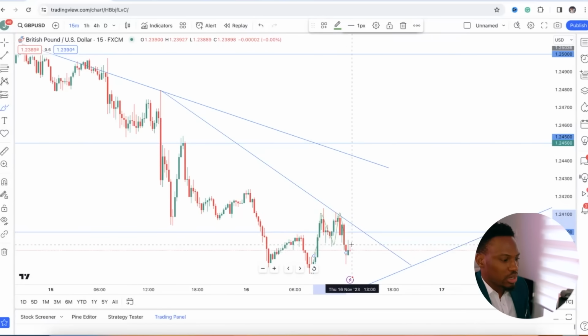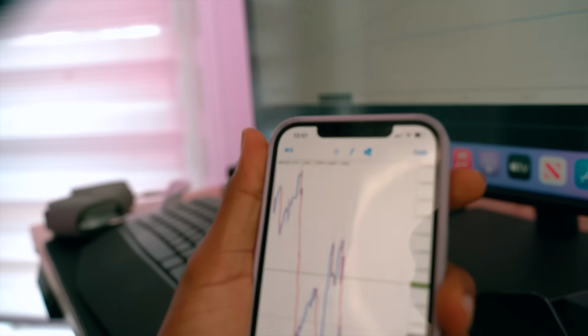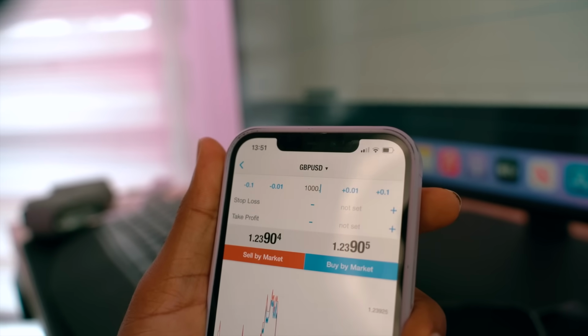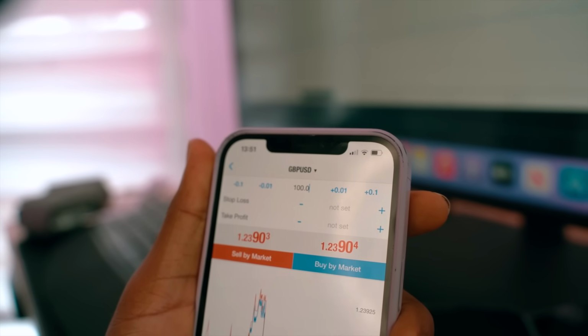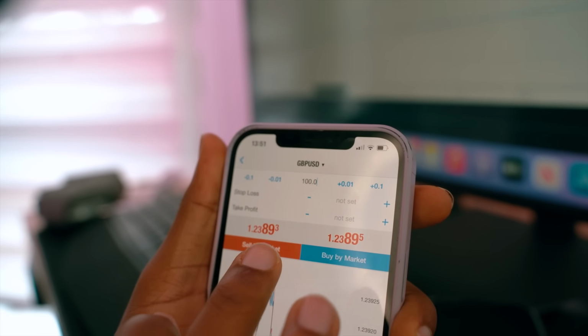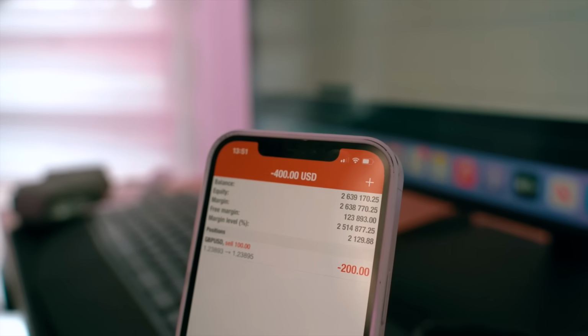So what I just want to do now is to go on my phone. Yeah, by the way, this is a live account. All right, it's a live account, and I want to go on the charts, click on here, press the plus sign, and then I'm going to use a lot size where I'll be risking 1% of my account at a time. So I want to go in for a sell. That's it. So that's the sell right there.